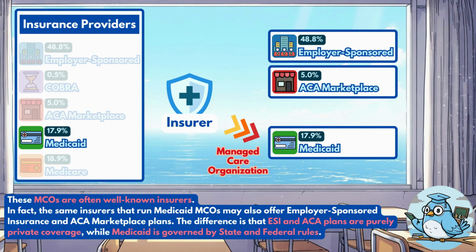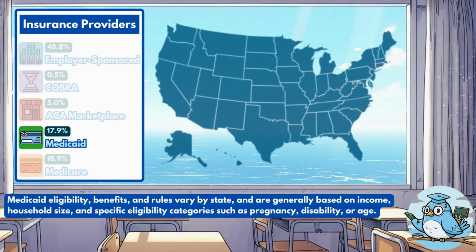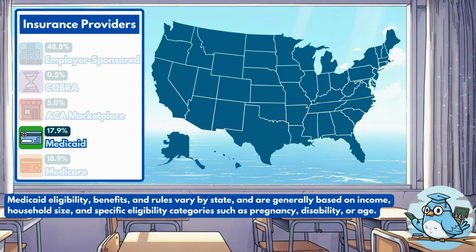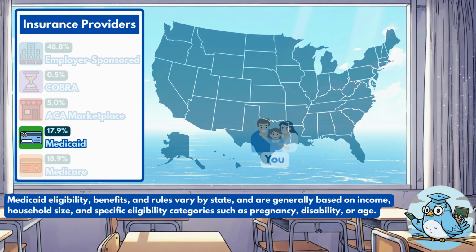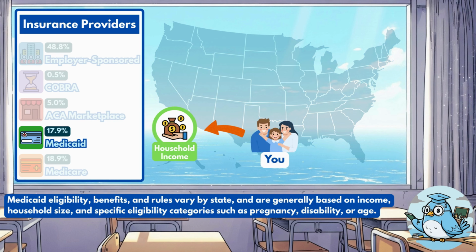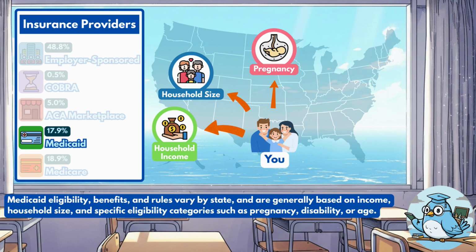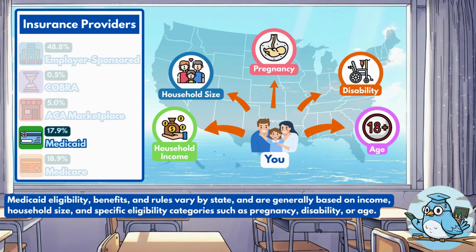In fact, the same insurers that run Medicaid MCOs may also offer employer-sponsored insurance and ACA Marketplace plans. The difference is that ESI and ACA plans are purely private coverage, while Medicaid is governed by state and federal rules. Medicaid eligibility, benefits, and rules vary by state and are generally based on income, household size, and specific eligibility categories such as pregnancy, disability, or age.